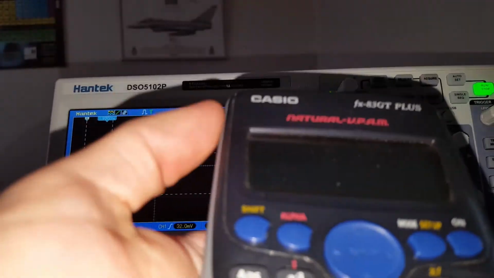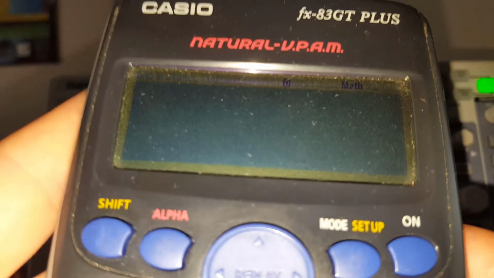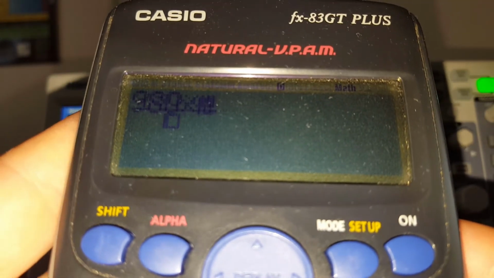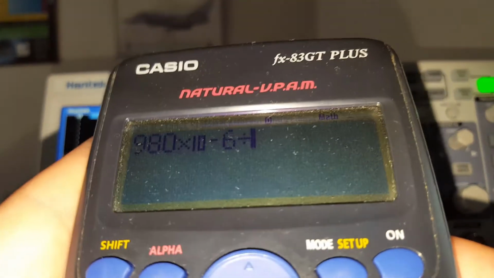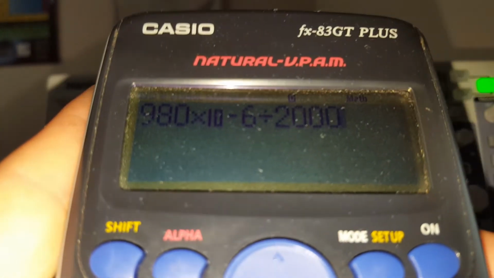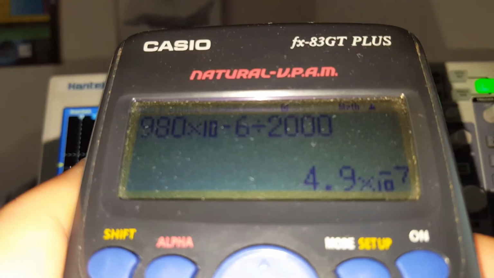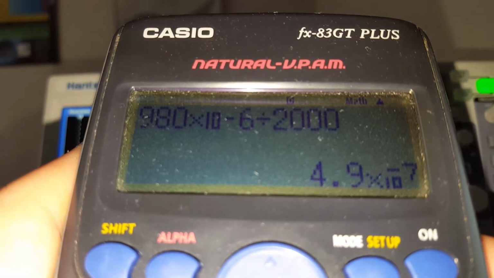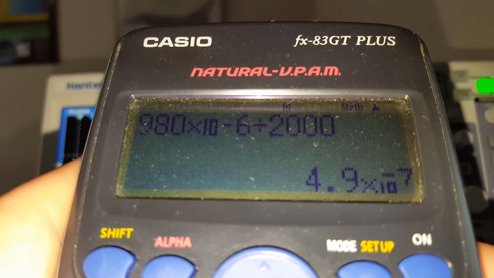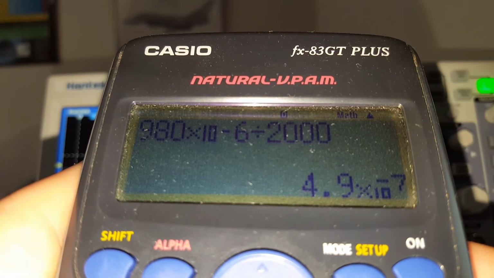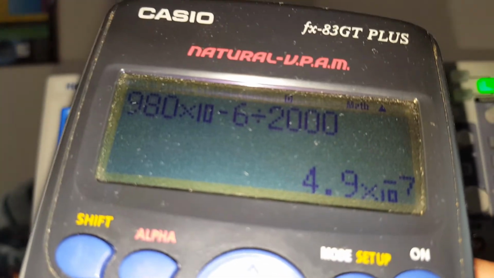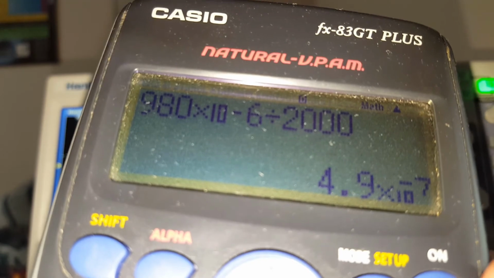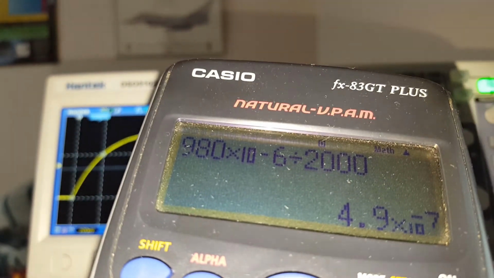Let's put that into my calculator. 980 times 10 to the minus 6, divided by 2 kilo ohms. That was our resistor we used in the filter. And here we get 490 nanofarads, which is quite a bit more than what it actually says. That's either due to errors in my calculation of the time constant or the tolerance of the capacitor.